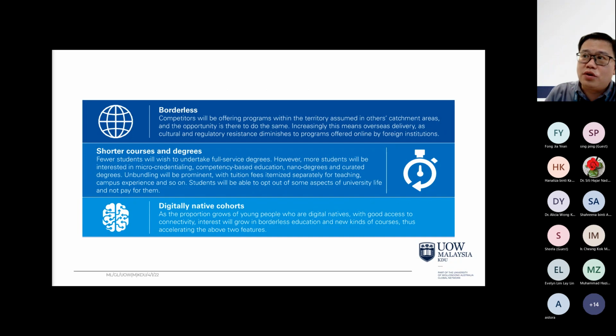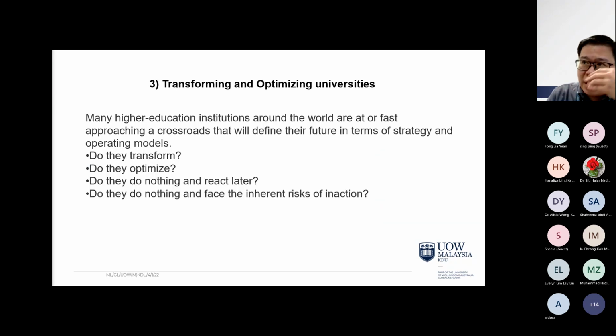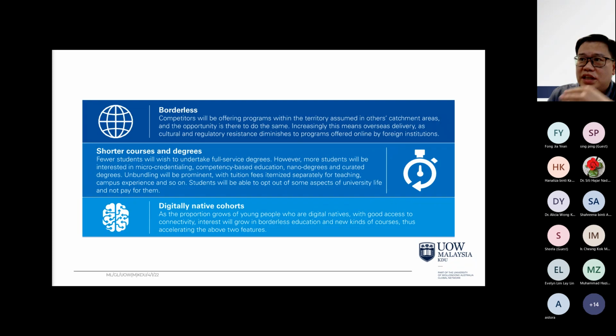All right. So when we look into this, transforming and optimizing universities, there are certain key aspects that need to be looked into. Number one, borderless. World borderless. Many of you can sign up for an undergraduate or a postgraduate degree that is being delivered in the UK without going to the UK, all right? Or in the States itself. This is what it's called borderless. Gone are the days of countries crossing borders. Now it's borderless. You can learn anywhere.